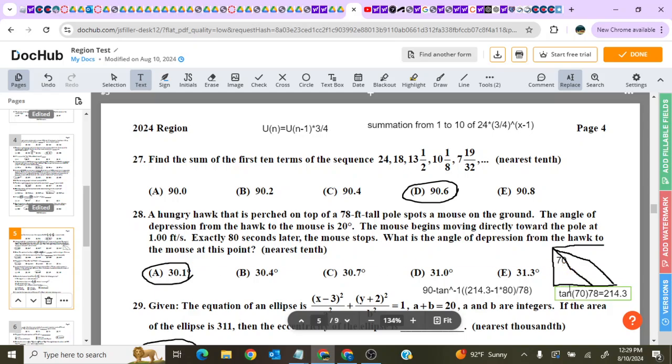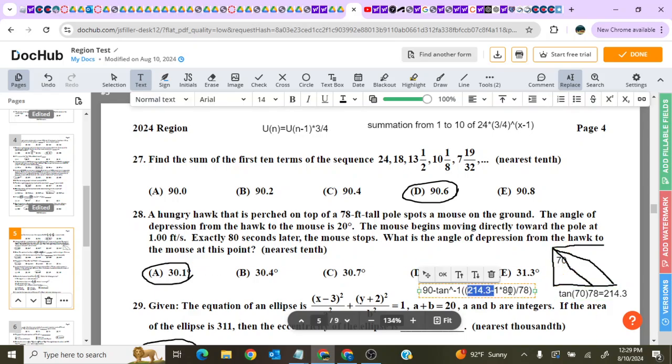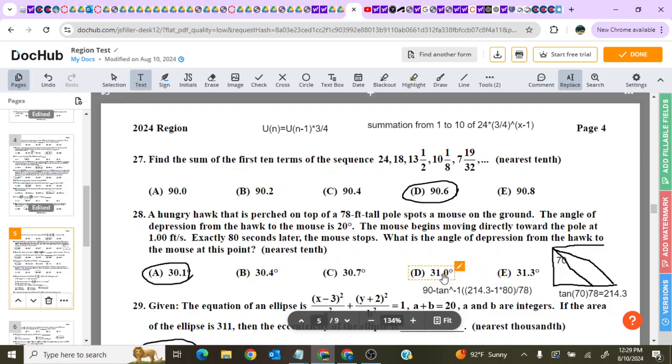Well, your opposite changed, but your adjacent stays the same. The 214.3 minus 80 is your new opposite, and 78 is your still constant adjacent. That will get you this angle right here, and then the angle of depression, as we mentioned, is 90 minus that, and you get 30.1.